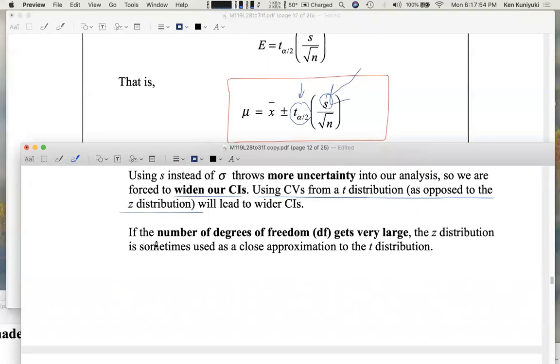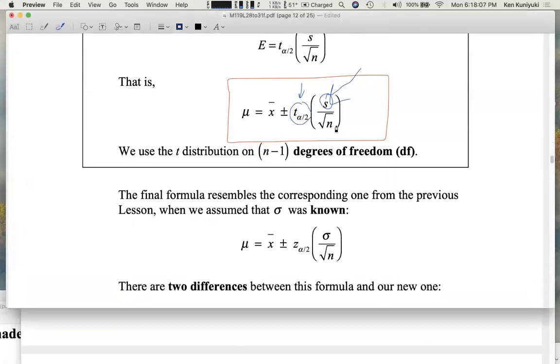Now, it's true, however, that as the sample size gets bigger, if n gets very large, then the number of degrees of freedom, n-1, gets very large for the T distribution, and you get something close to a Z value. So if you have a very large sample size, then this T critical value will be very close to the Z, and it's almost as if you knew sigma, because S will target sigma very well for a very large sample size.